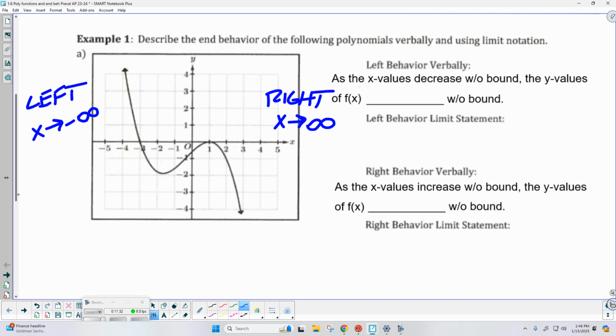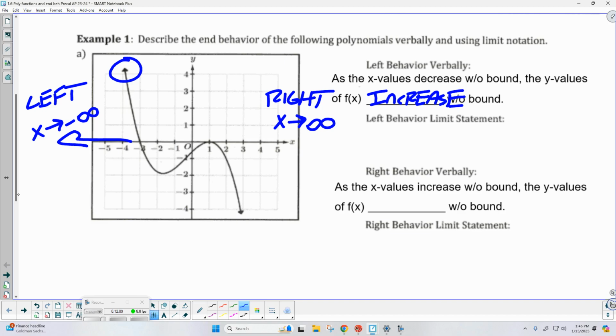Well, look at the left side of your graph. Is this polynomial curving up to positive infinity, or is it curving down to negative infinity? What's happening on the left side? Yeah, it's curving up, right? So what are the y values going to be doing? Will they increase or decrease? Yeah, as the x values decrease, as we go significantly smaller, those y values are going to continually increase without bound. They'll get infinitely large.